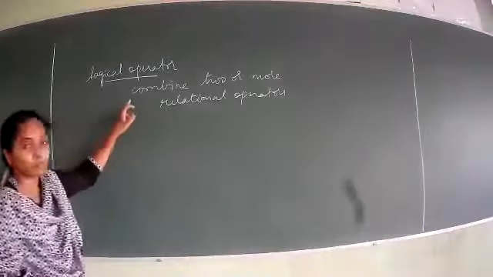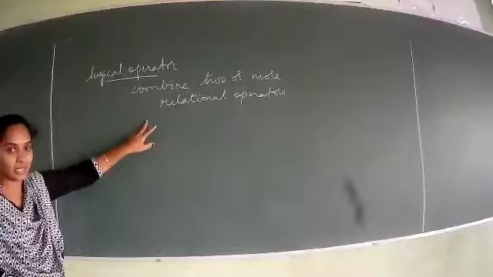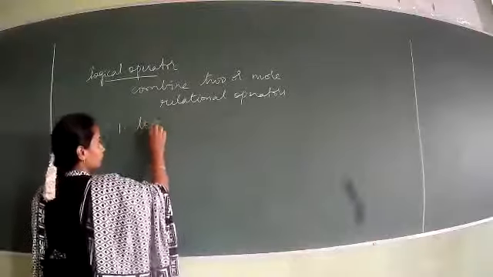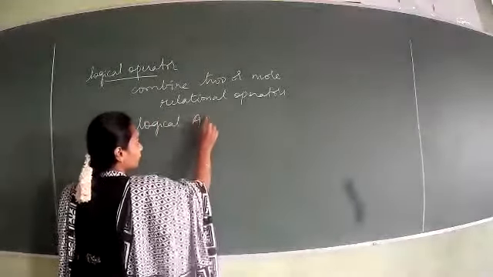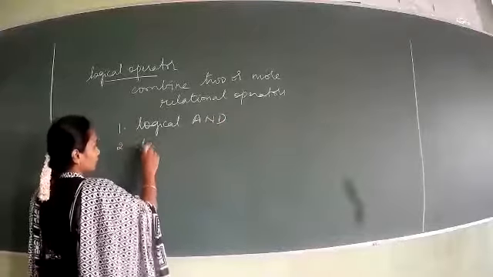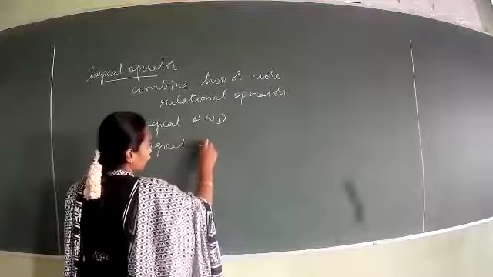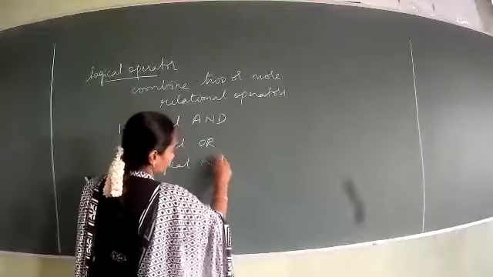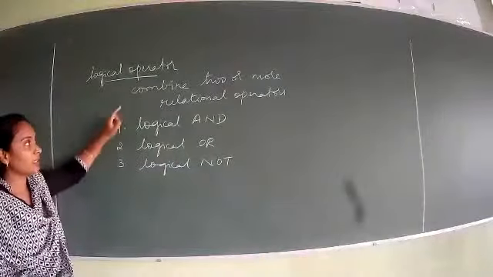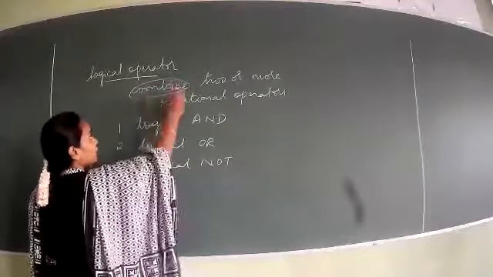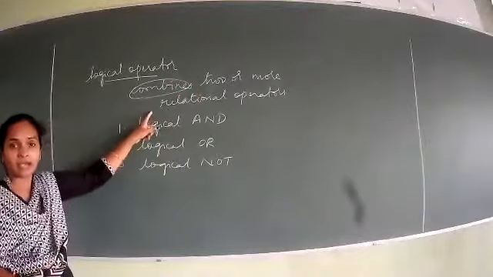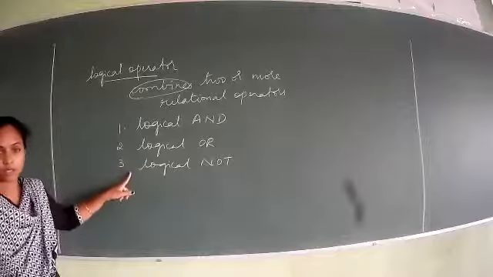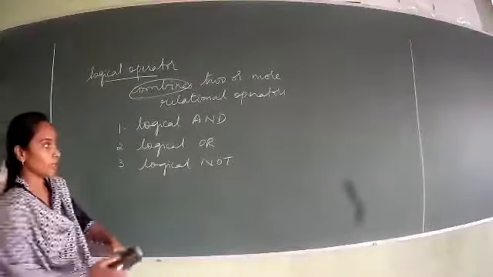The logical operator will combine two or more relational operators, and there are three types of logical operators. That is logical AND, logical OR, and third one is logical NOT. Remember this word, it combines two or more relational operators, and there are three types of logical operators, that is logical AND, logical OR, and logical NOT. Now we will see one by one.